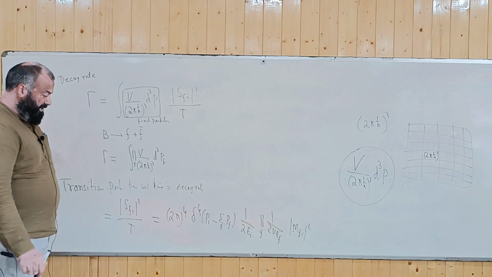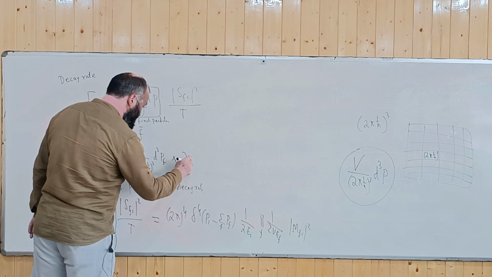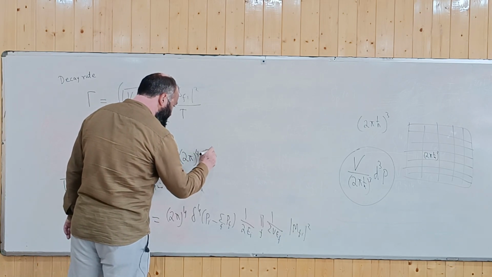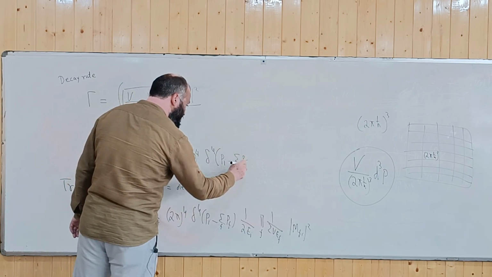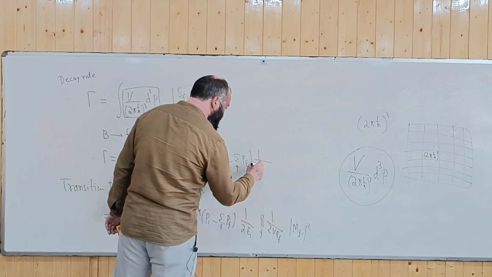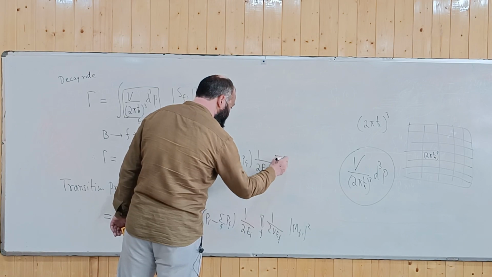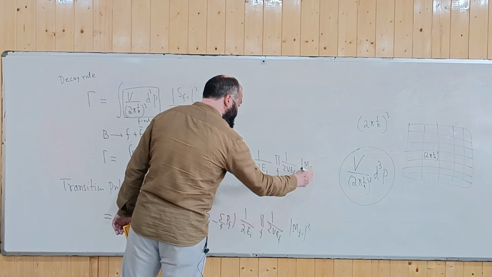Okay. So then, what is this factor? 2 pi raised to the power 4. Then you are having this delta 4, p_i minus summation over f of p_f. Okay. 1 divided by twice E_i, where E_i is the initial energy. Then product over f of 1 over twice E_f. So mod of M squared.